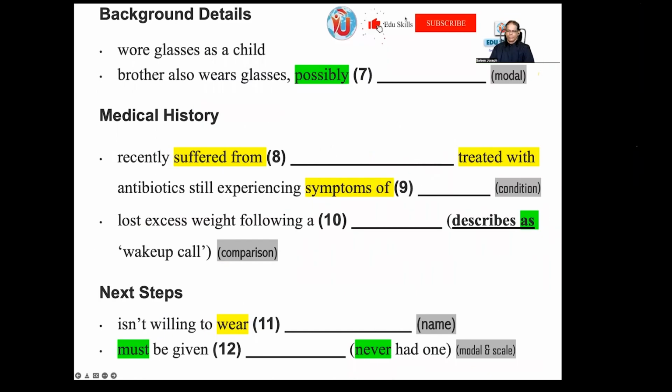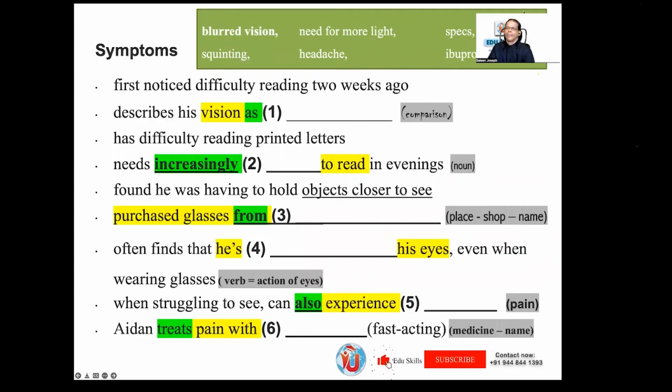We did not take the name of the medicine, but then it's ibuprofen here. Only squinting we did not get when we predicted, right? So can you put in these words here? First one, blurred. No, first one was something else. It's okay. Second one, go to second, just from prediction. Increasingly, it is a comparison. Need more light. Okay. Third one, pharmacy. Yeah, for pharmacy, we did not write that.